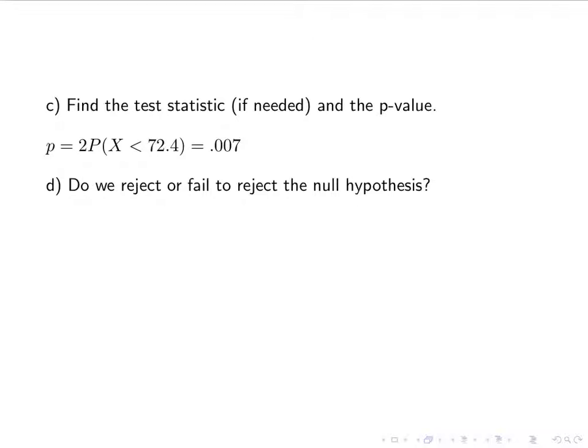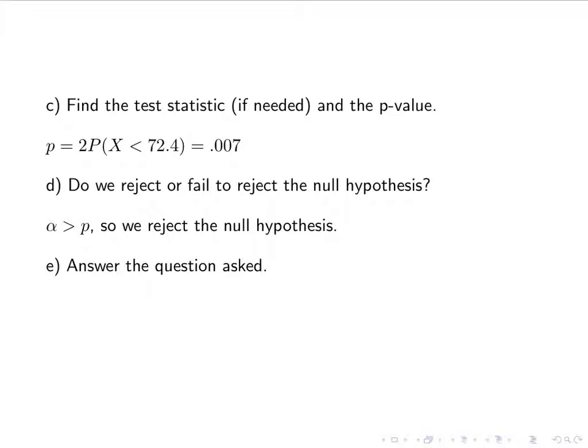Part D, do we reject or fail to reject the null hypothesis? So again, we're comparing alpha to your p-value. In this case, the p-value is smaller than alpha, which means we reject the null hypothesis. We say there's no way that this actually occurred just in the normal scheme of things. So we cannot say the null hypothesis is true.